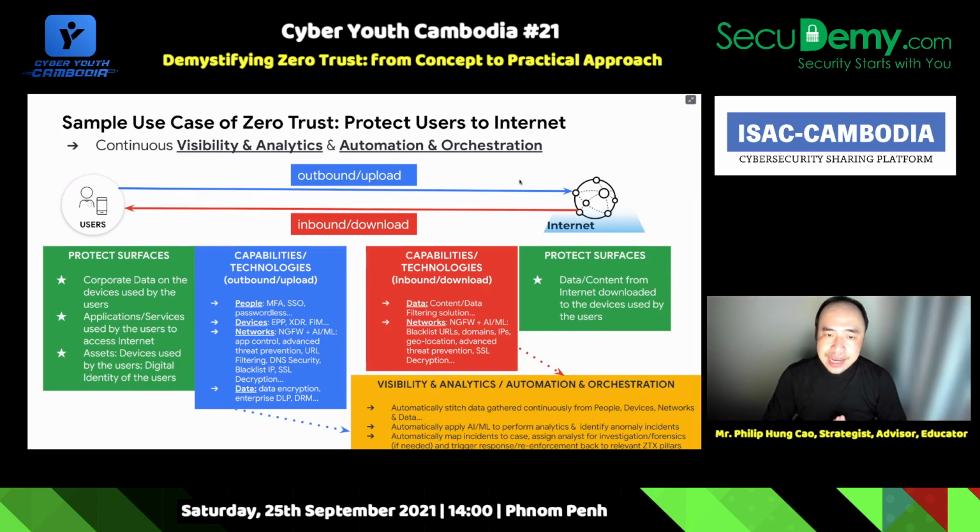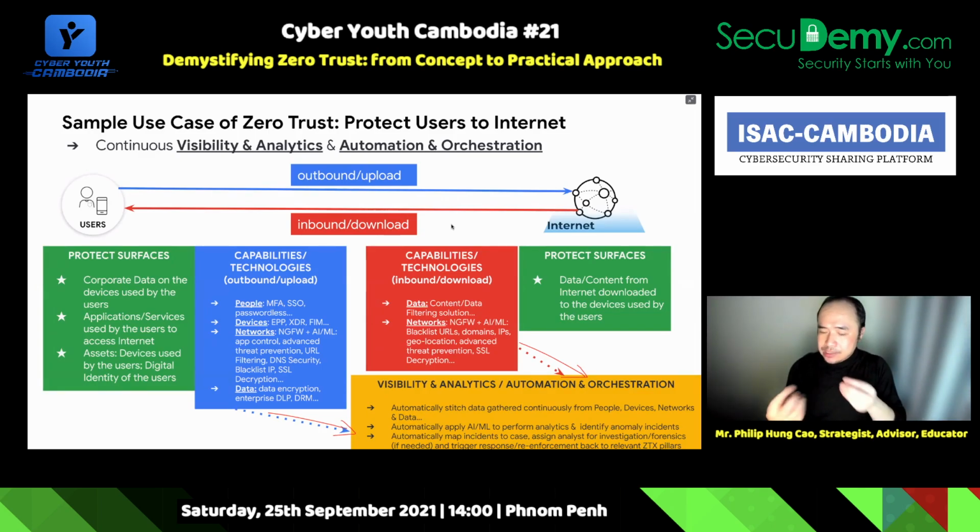So the best way to do that, if you see the things that I draw here, you see here, right? And you see here. So with all these capabilities, with all the pillars of ZTX that I have here, I need to have visibility and analytics across these pillars. I need to get all the data that I have, and I need to have a way to automatically stitch all the data that I gather continuously from the associated pillars. In this scenario, I have four key pillars that participate in this transaction flow, right? So it could be people, devices, network and data, right?